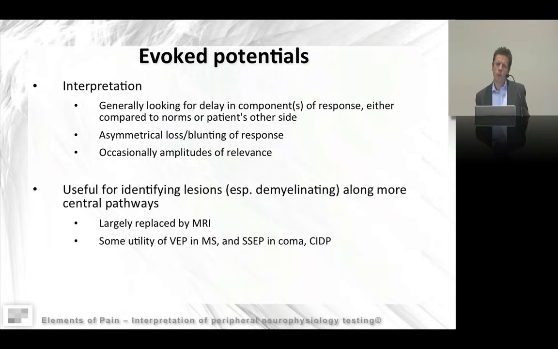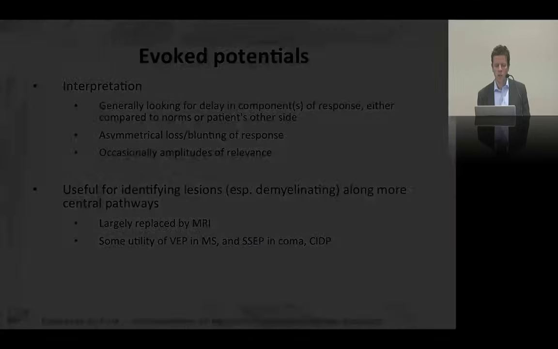What we mainly look for is delays. So these things were very helpful in the diagnosis of central demyelinating disorders before there was MRI. We can also see if there's asymmetry of the responses or a blunting of the response. And the amplitudes can occasionally be of relevance. This is probably more so in SSEPs, if they're bilaterally absent in someone who's unconscious in ICU. At 3 days they've been shown to be 100% predictive of a poor outcome. But because of MRI and much better ways of looking at central nervous system problems now, they've largely dropped out of widespread clinical use.